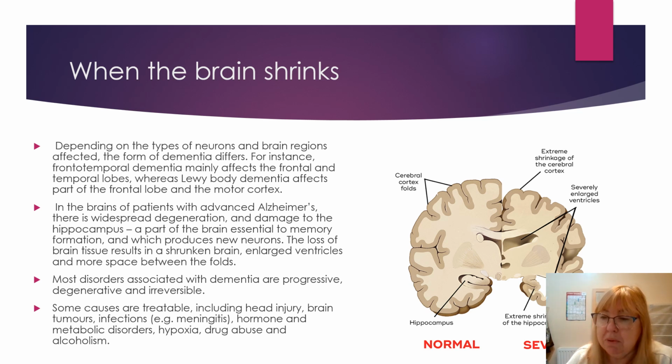So yes, we can replace to a point, but if you have dementia, because it's a degenerative progressive disease, your brain's not going to stop shrinking, it's going to keep shrinking. You will not get replacement brain cells. So most dementia disorders, we have to accept, are progressive, are degenerative, and are irreversible.